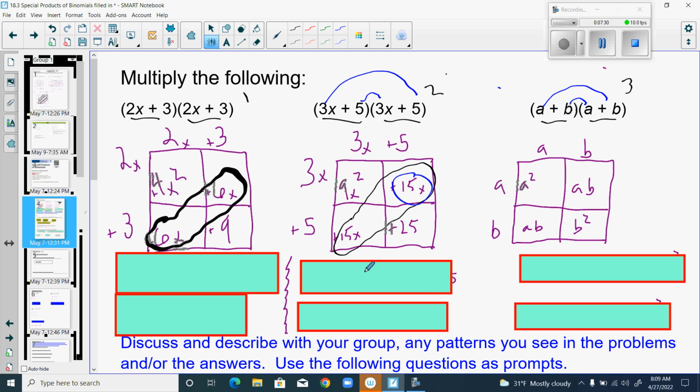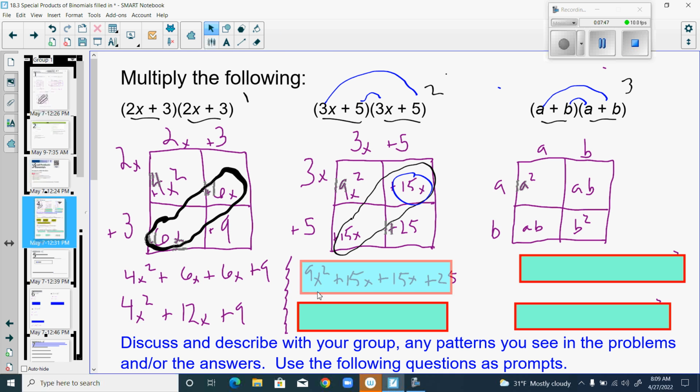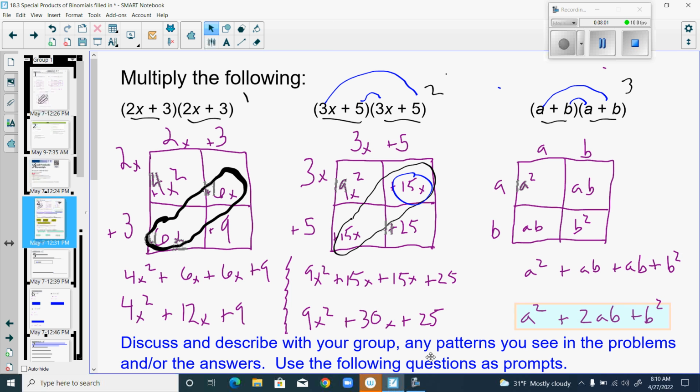So we have a pattern that's kind of arising here. When I write it all out long ways, I end up with 4x squared plus 6x plus 6x plus 9, okay? And that gives me the 4x squared plus 12x plus 9. In this one, I end up with 9x squared plus 15x plus 15x plus 25. So combining those, I end up with 30x in the middle, okay? And then the last one, I end up with two ABs in the middle. And when I put those together, I have exactly what I said, two ABs, okay? So that is the pattern that's happening. We end up with two middle terms that are exactly the same, okay?